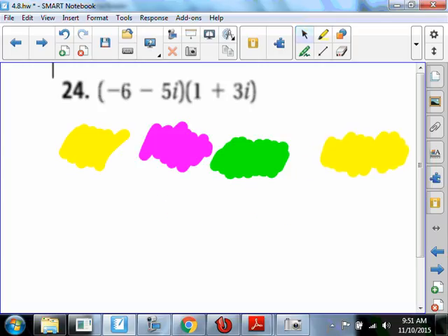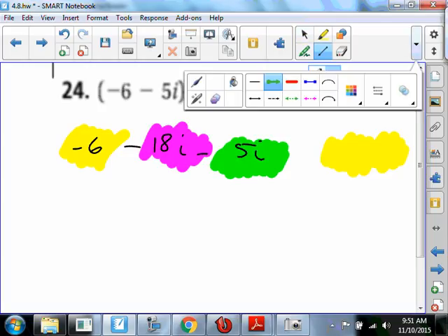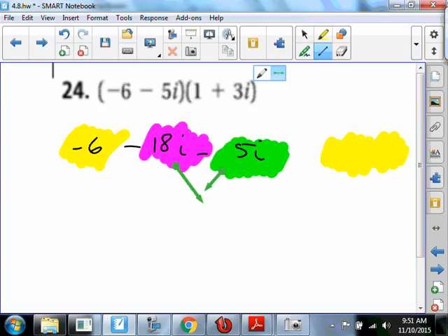So we FOIL, and we get -6. And we do the outer product, which gives us -18i. And then we do the inner product, which gives us -5i. So in the middle, remember I said these are going to converge. -18i take away 5i, that's going to be -23i in the middle. Or actually, that's our imaginary part.